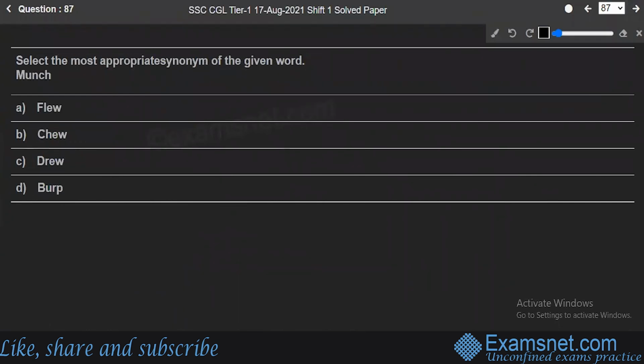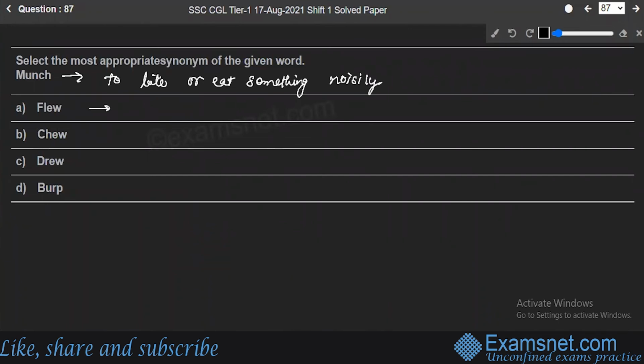You have to select the most appropriate synonym. Okay, synonym, here will be a similar meaning of the given word. The given word is munch. Options are flew, chew, drew, burp. So let's see the meaning of each of the words one by one. Munch means to bite or eat something while making noise, or noisily.